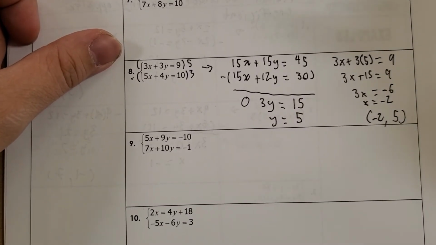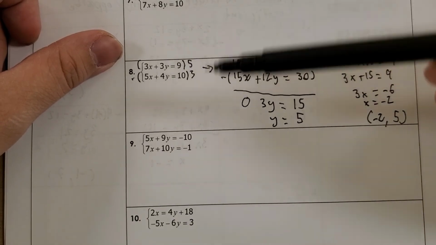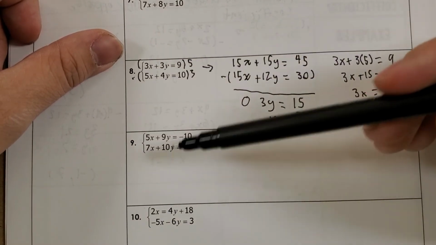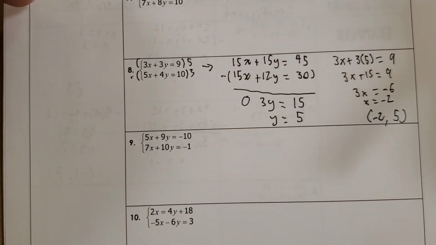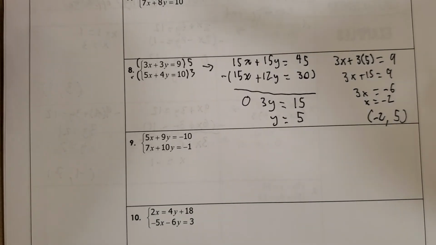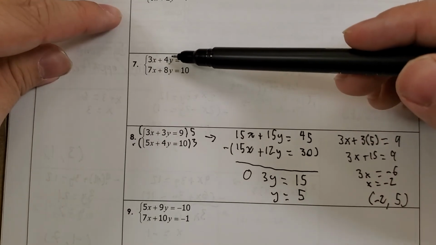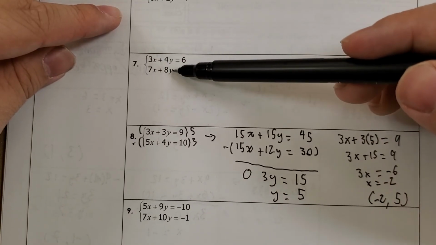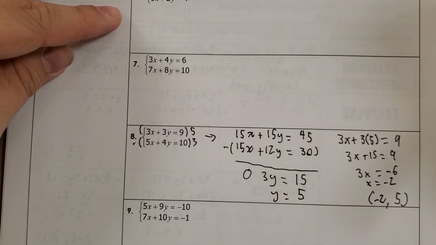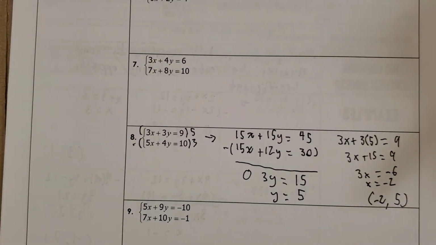There we go. Again, you're going to try and multiply one of them to make the same coefficient as the other. Sometimes you might need to multiply both, like in this example. But if you can just do it with one, like for example number 7, where you can just double this one to make the y the same, then I'd recommend doing that. No need to do extra steps.